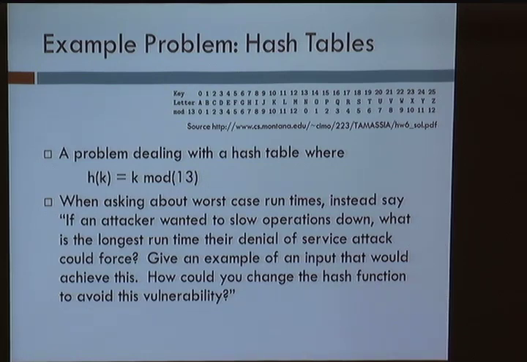So ask the same question, get the exact same answer back, but when you ask it, say, if an attacker wanted to slow operations down, what's the worst runtime they could force with their denial of service attack? Give an example of an input that would achieve this. How would you change the function to avoid this vulnerability? It's the exact same questions that they were already asking. It's just now the student knows it's a security thing.